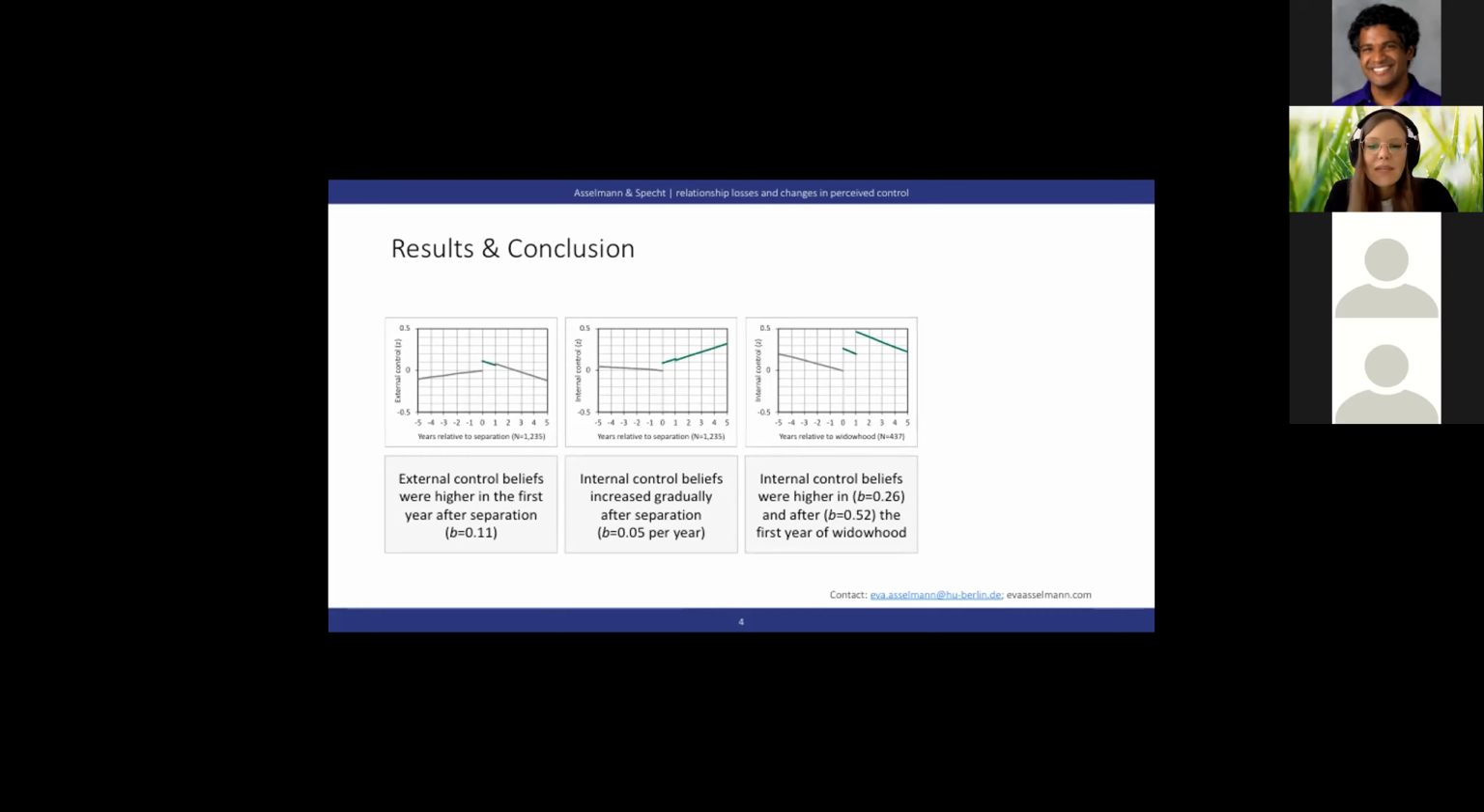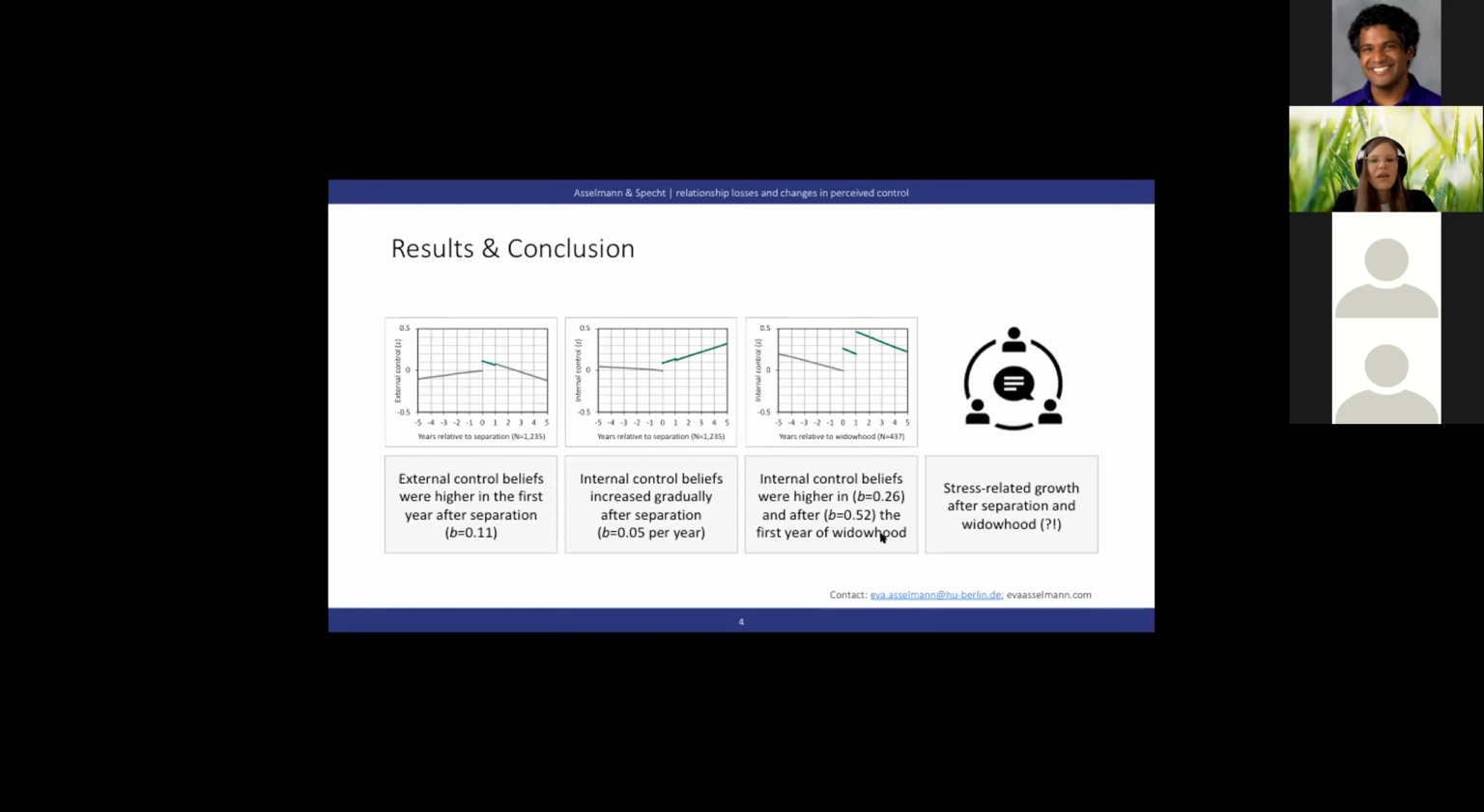For divorce, we did not find any changes in perceived control in the surrounding years, and we also did not find that perceived control already started to change in the years before the respective loss experience. Taken together, these findings suggest that specific relationship losses, especially separation and the death of a partner, seem to be followed by a long-term increase of perceived control.